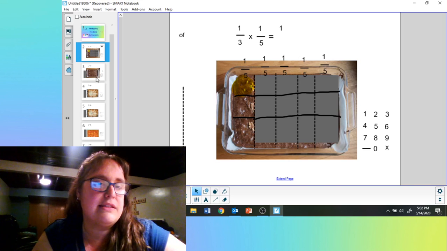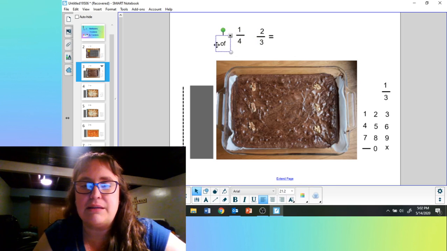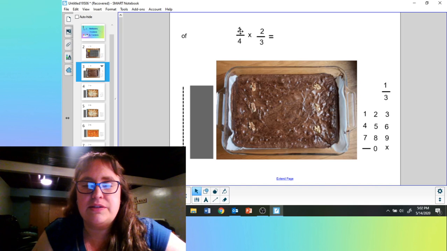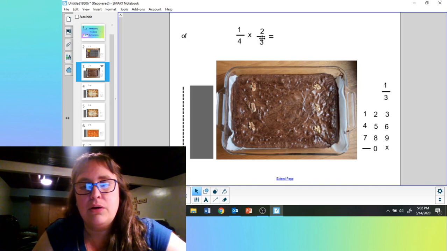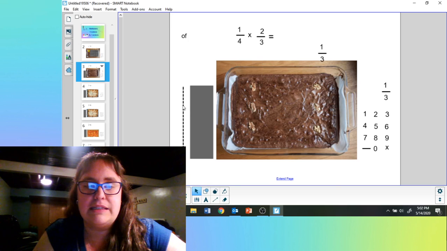Do you see any patterns there with those numbers? Another one with the brownie example. 1/4 of 2/3. Remember that pesky of just simply means to multiply. So this time there's 2/3 of the brownie pan left. We still need to get that brownie pan into thirds. All right, so let's take a look. Let's split this pan into thirds.